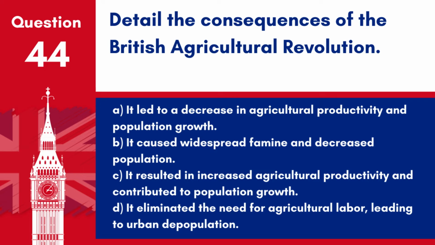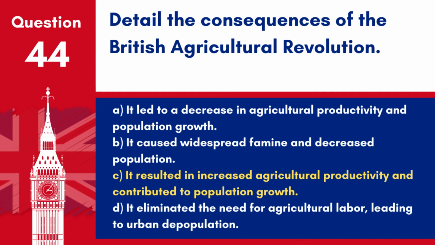A. It led to a decrease in agricultural productivity and population growth. B. It caused widespread famine and decreased population. C. It resulted in increased agricultural productivity and contributed to population growth. D. It eliminated the need for agricultural labor, leading to urban depopulation.